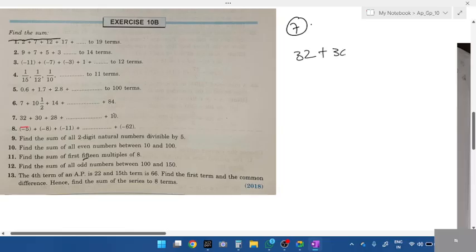32 plus 30 plus 28 plus, what else is given? Plus 10. Did they mention the n value here, like the 12th term, 14th term, 19th term? Have they mentioned? No. Then what are these numbers, students? How much is A? What about D?